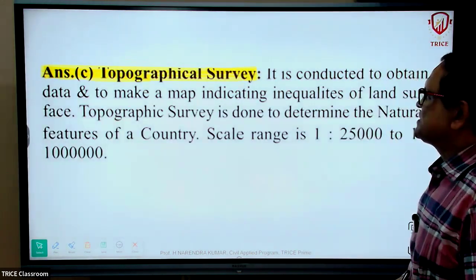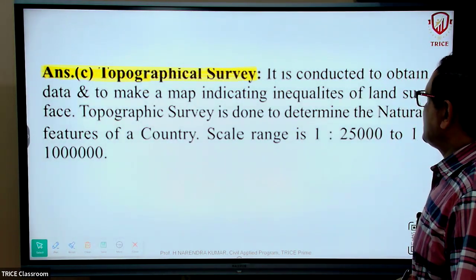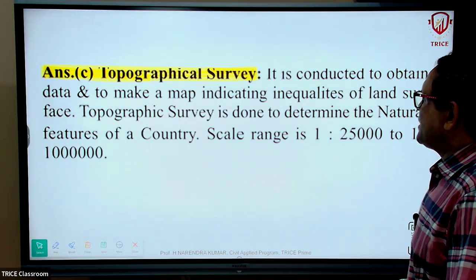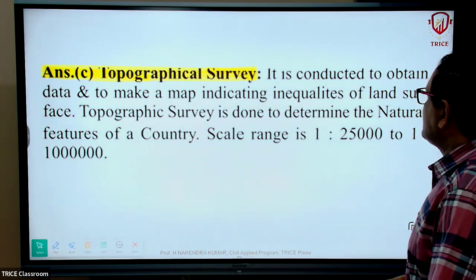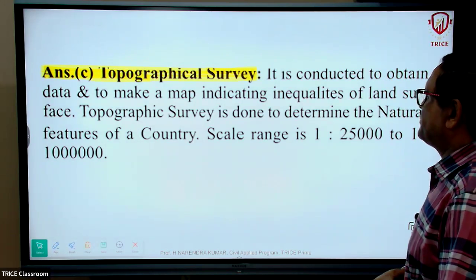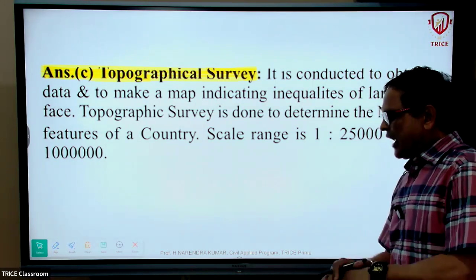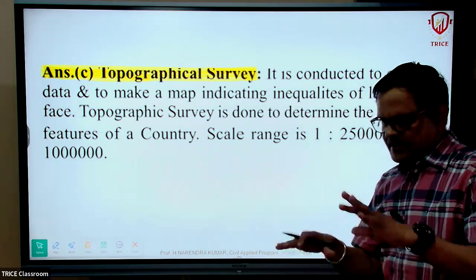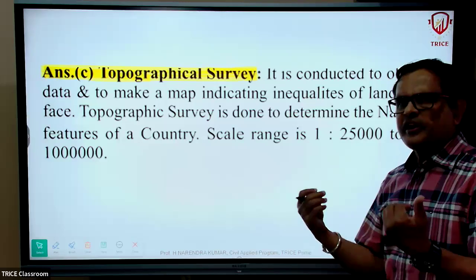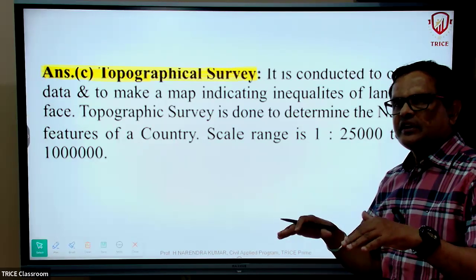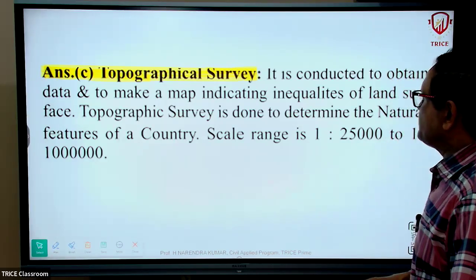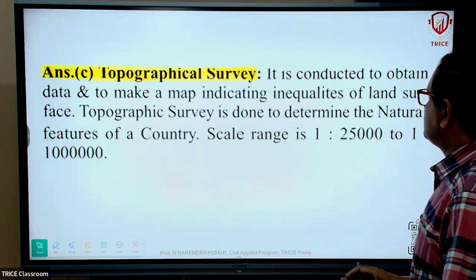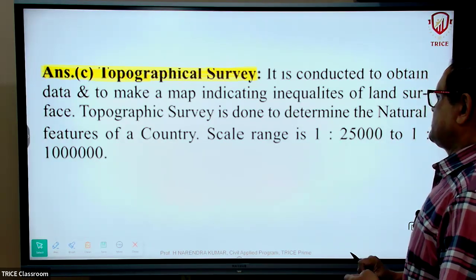So here is the answer. Answer C, topographical surveys. Conducted to obtain data and to make a map indicating inequalities of land surface. Land is not flat, right? Land is uneven, so we need to get the inequalities on the land surface. Topographic survey is done to determine the natural features of a country.